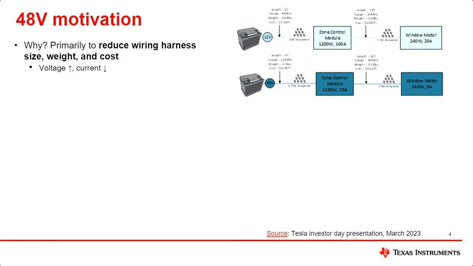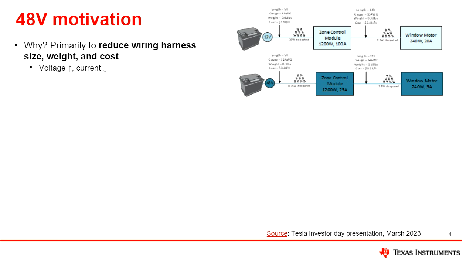Now the question here is why 48 volt? So the major advantage with a 48 volt rail is that for the same power dissipation, the current reduces by a factor of 4. So the major advantage that we are seeing here is that for an OEM or a tier one, the wiring harness cost decreases because at 48 volt the current levels are reduced, and that's where a smaller gauge wiring harness can be used for the 48 volt loads.